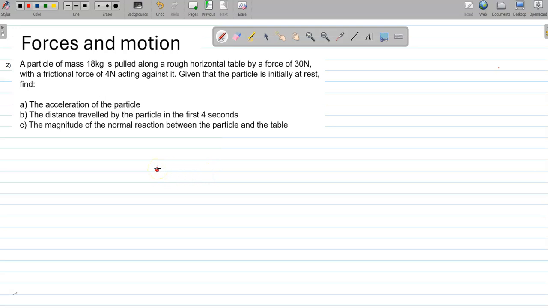So here we have the particle resting on the table. The particle has a mass of 18 kilograms. So that's 18 kilograms there. Now, what are the forces acting on the particle? It has been pulled by a horizontal force of 30 newtons. And also the frictional force there is 4 newtons.